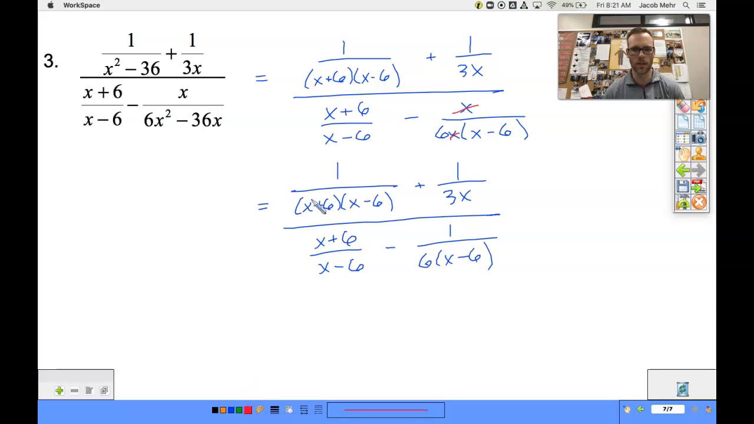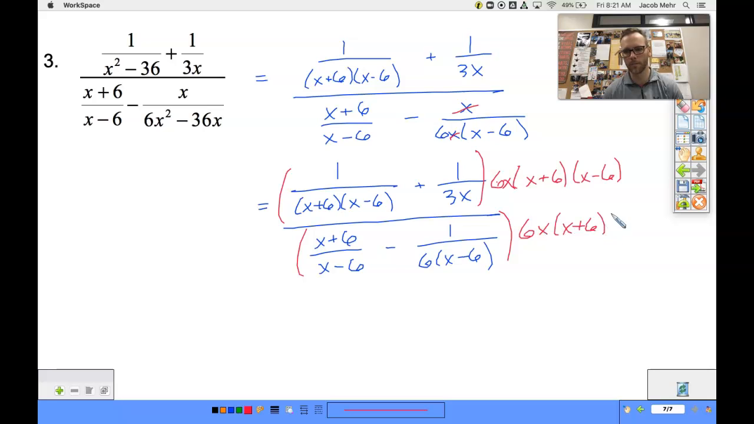What is our LCD? Well, our LCD has to have an x plus 6 in it. Has to have an x minus 6 in it. Has to have a 3x in it. Has to have an x minus 6. Already have it. Has to have a 6. Doesn't have a 6. It has a 3. I'm going to change this 3 to a 6. Notice 3 still goes into 6 and 6 goes into 6, so that's good. And it has to have an x minus 6 in it. Already has it. Okay. Now we also have to multiply that into the denominator. This way we're really multiplying by 1, right?